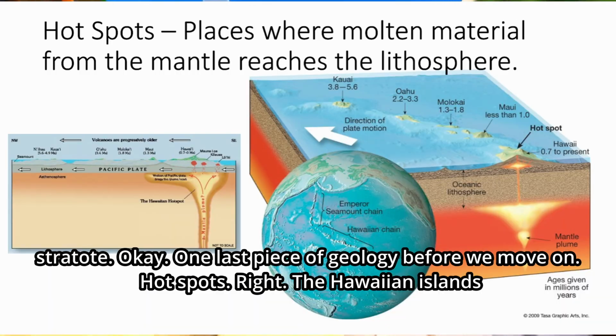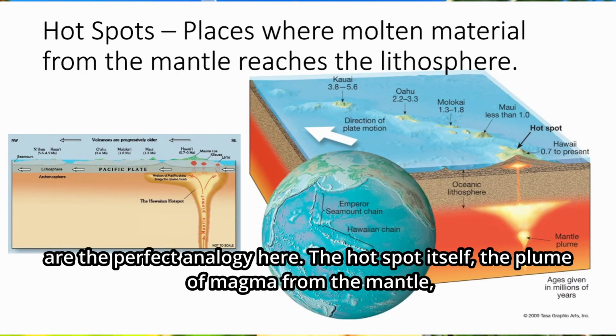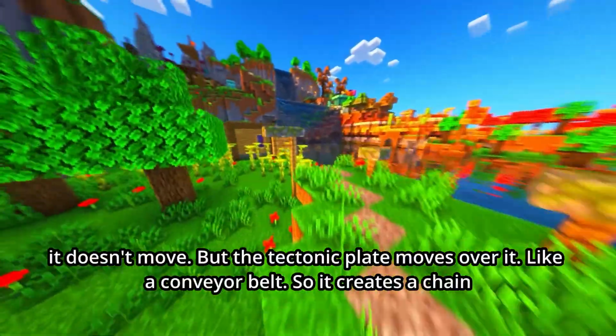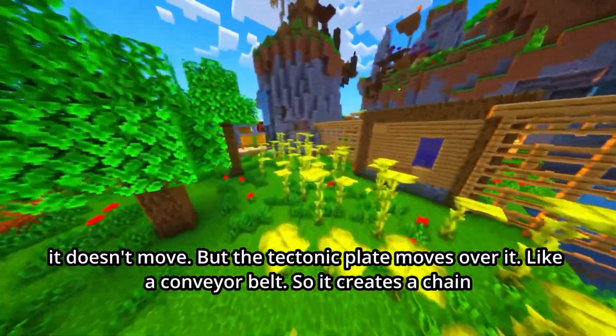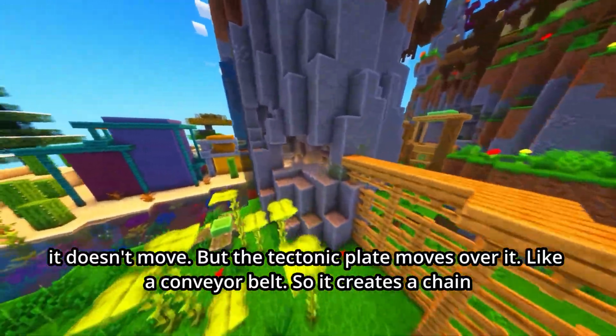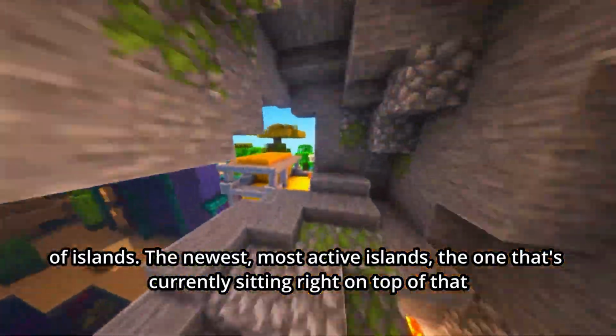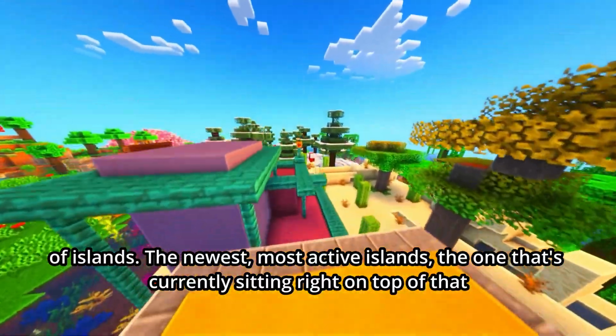Hotspots. Right. The Hawaiian Islands are the perfect analogy here. Yeah. The hotspot itself, the plume of magma from the mantle, it doesn't move. But the tectonic plate moves over it. Like a conveyor belt. So it creates a chain of islands. The newest, most active island is the one that's currently sitting right on top of that hotspot.